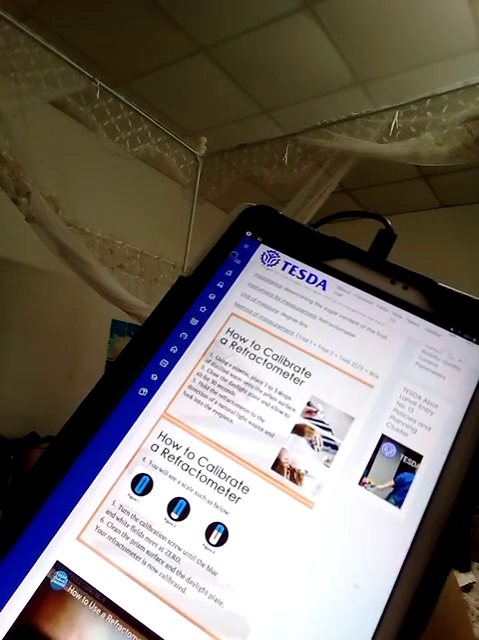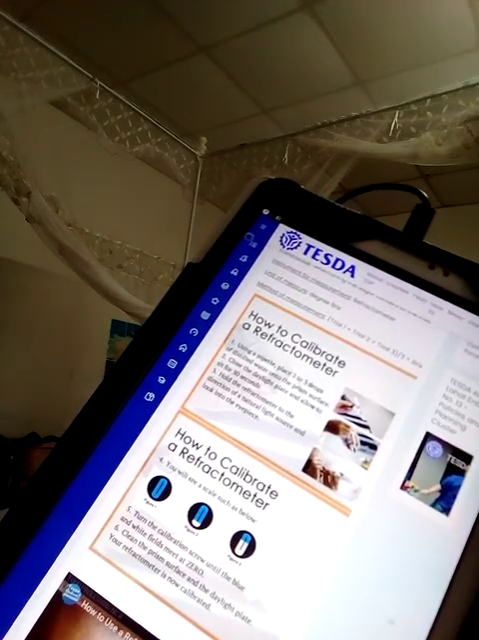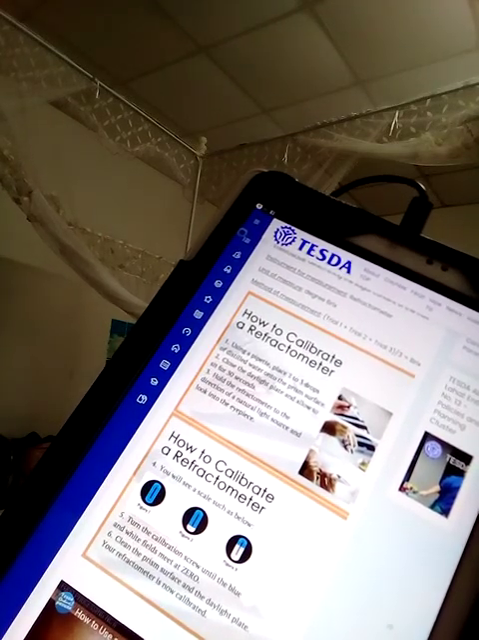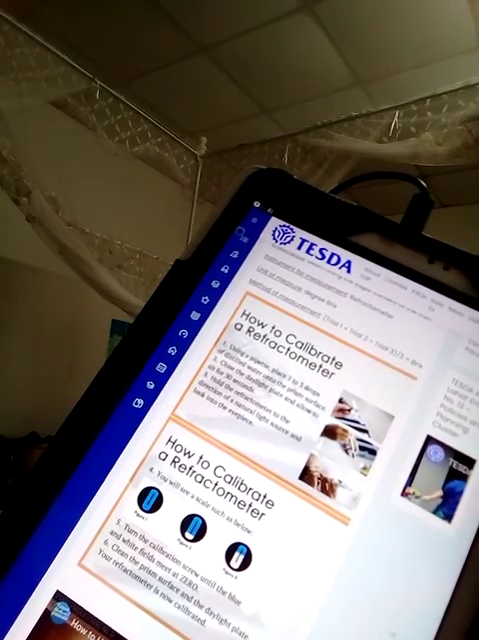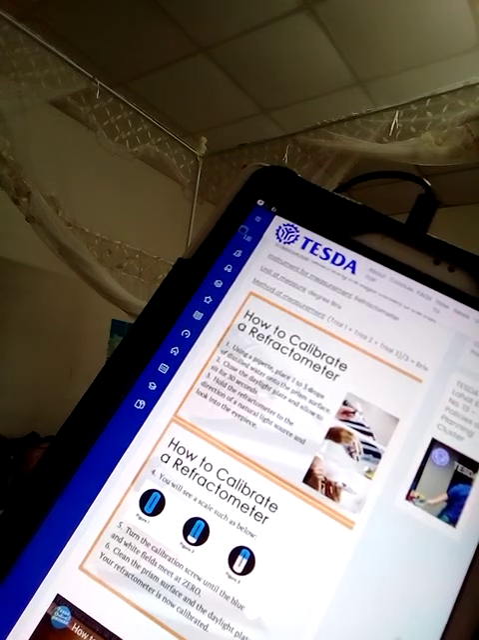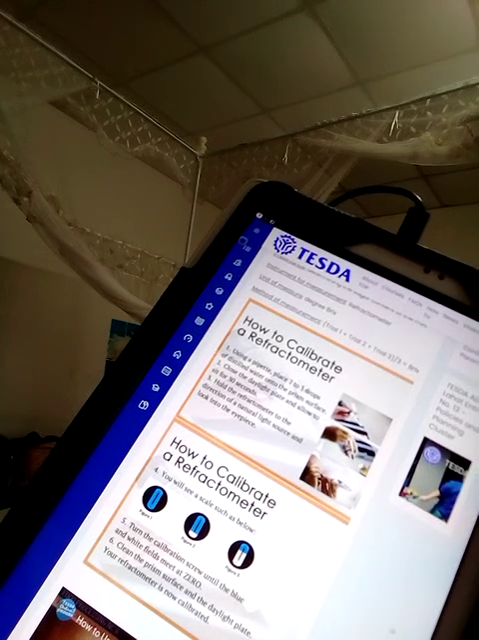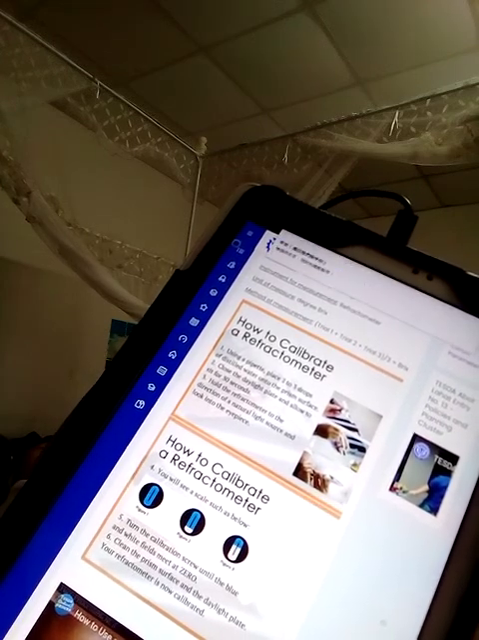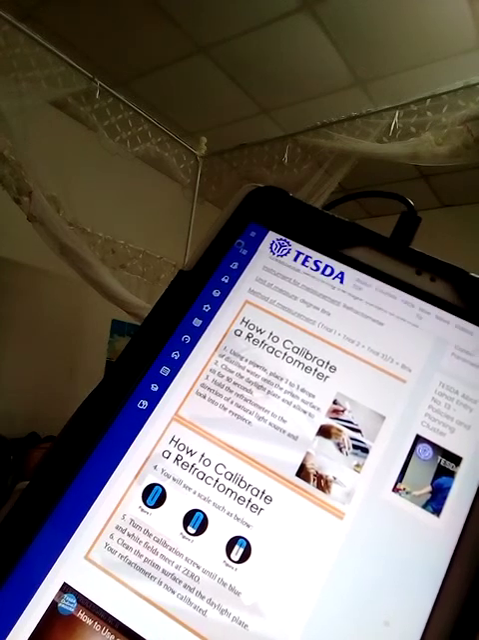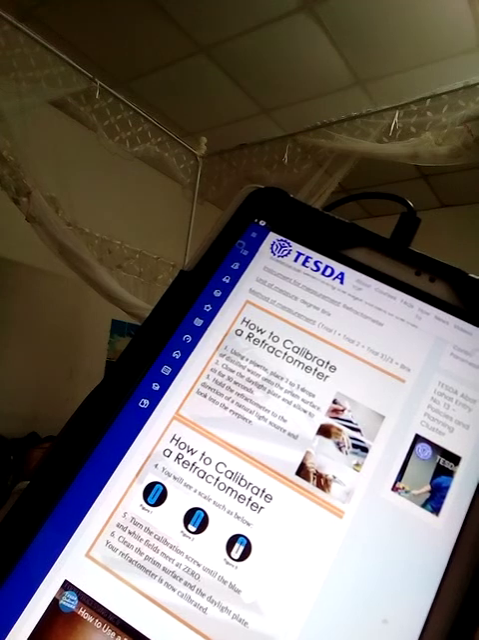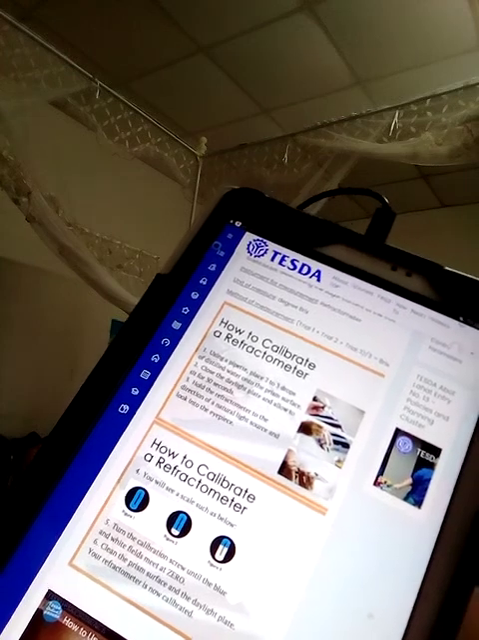How to calibrate a refractometer? Figure 1, figure 2, figure 3, those are the examples. You will see a scale such as in the picture. Number 4, turn the calibration screw until the blue and white field meet at 0. Number 5, clean the prism's surface and daylight plate. Your refractometer is now calibrated.